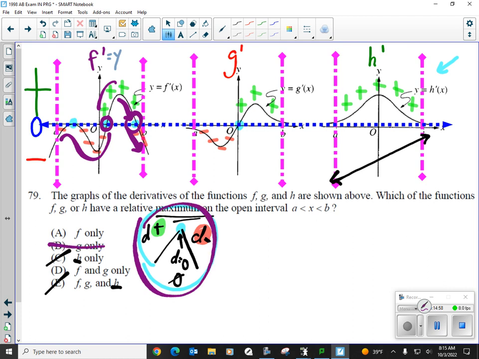It can't be G only. Okay, well, let's see if it's F and G. This changes once from negative to positive, not positive to negative, so it's not G. Woo! Good thing I saw that tail. Sometimes you write so much on these things that you miss little details. The answer is A.